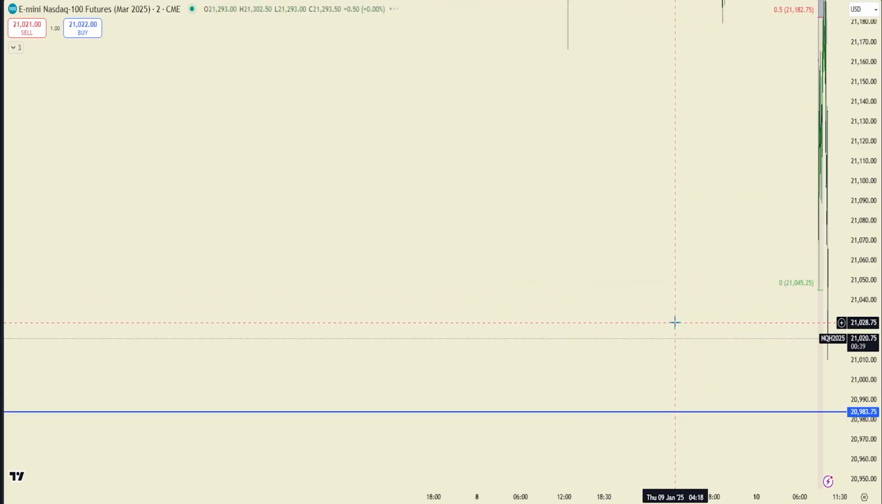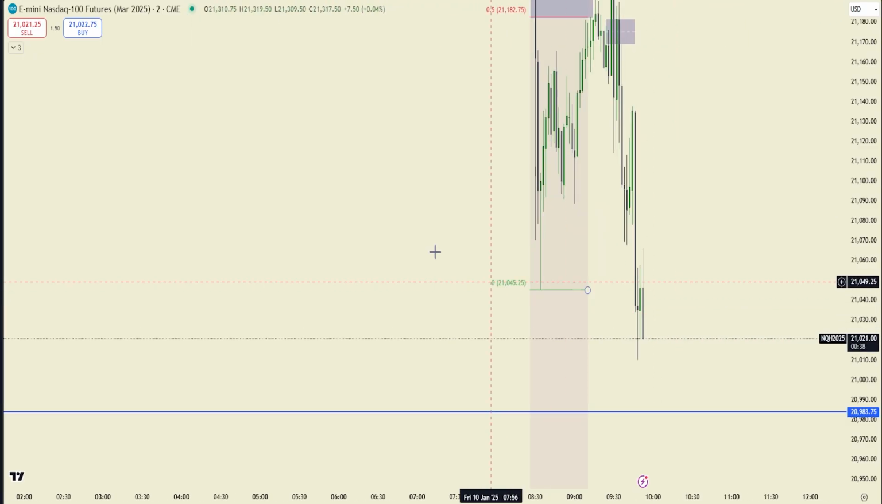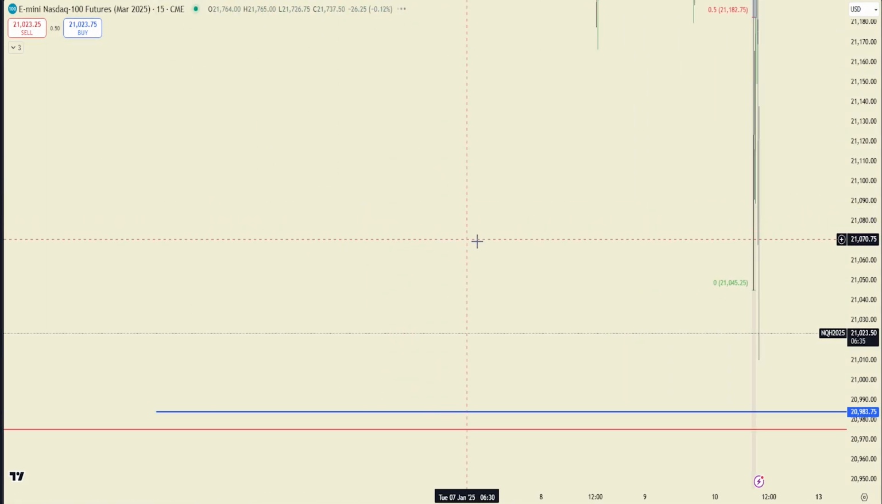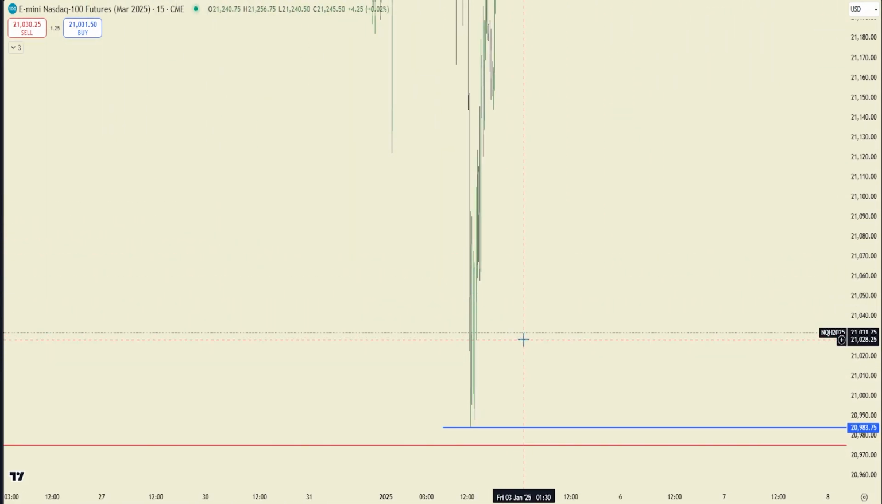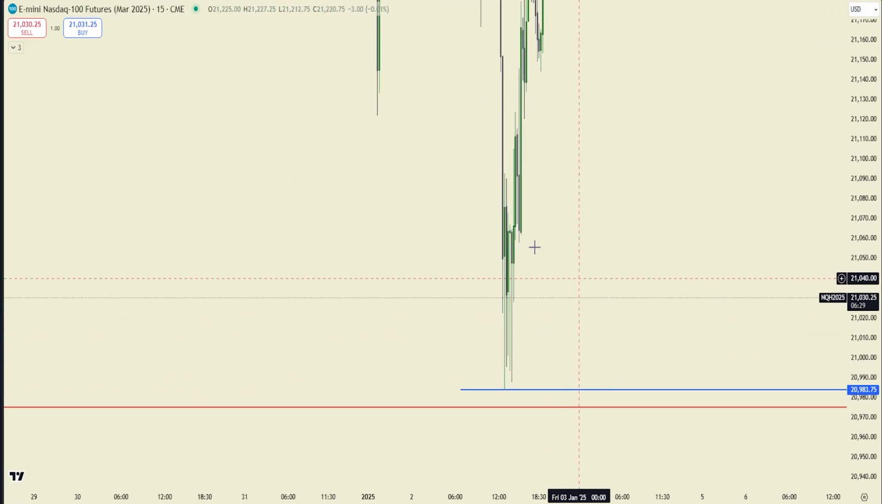21,028. I don't know what you're talking about. What liquidity levels over there? Are you talking about this 15-minute low? Yeah, that I want to wait for this 4-hour.